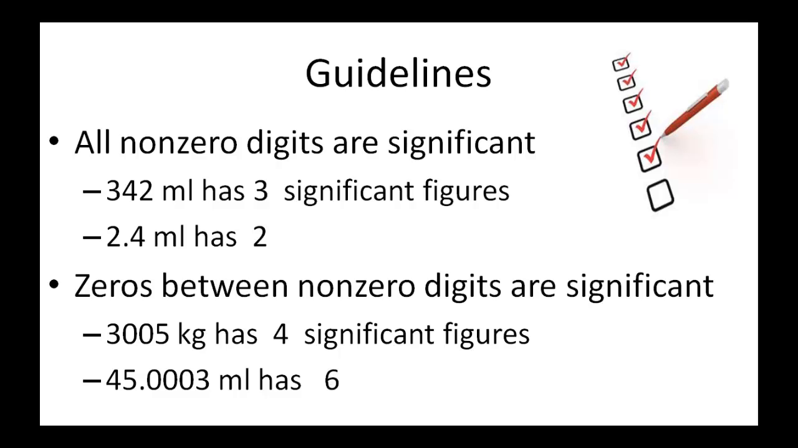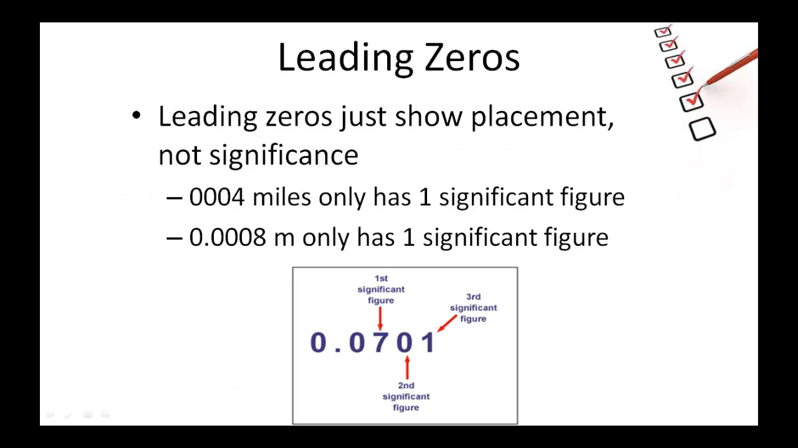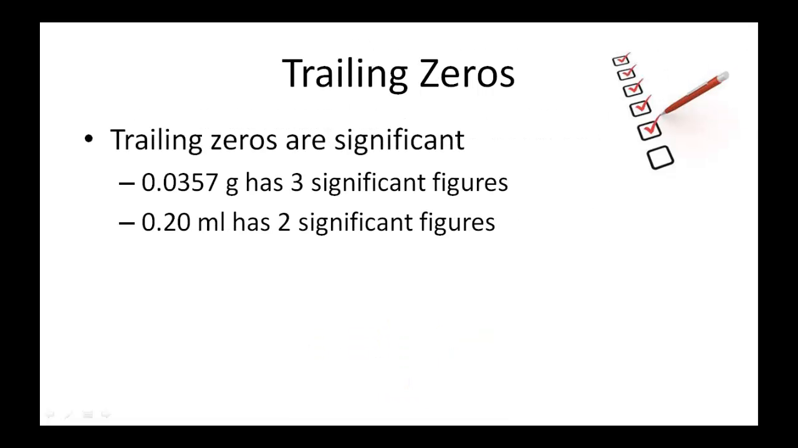Leading zeros just show placement, not significance. So it's fairly easy. If you've got 0.004 miles, it only has 1 significant figure. Those are leading zeros, you can just ignore them. 0.0008 meters, again, only has 1 significant figure. The zeros in front of the digits, you just ignore them. They're showing the placement.